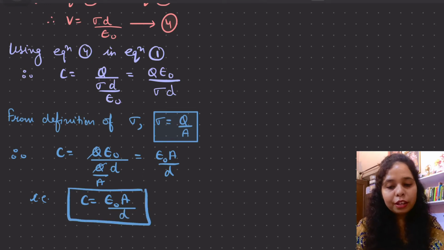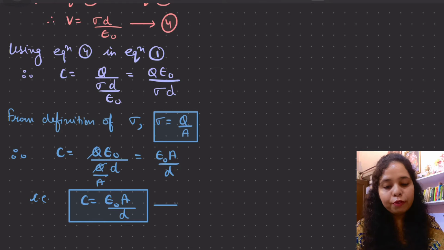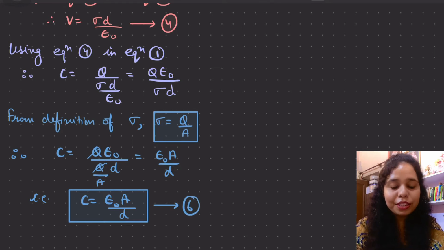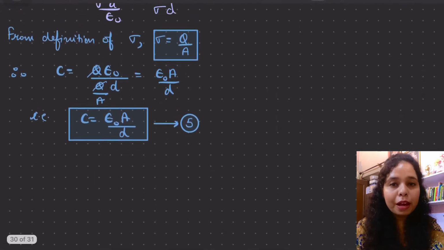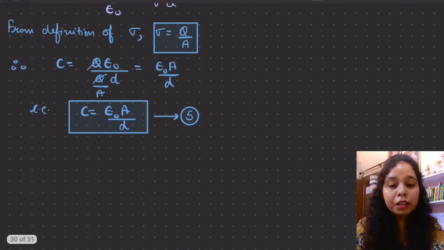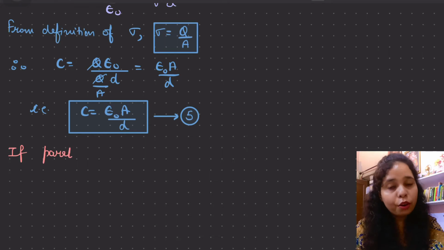So this is the equation which we have, and we will mark this equation as equation number 5. This is the expression for the capacitance of a parallel plate capacitor, but in this case we had no medium between the plates, that is, the medium was either air or vacuum.